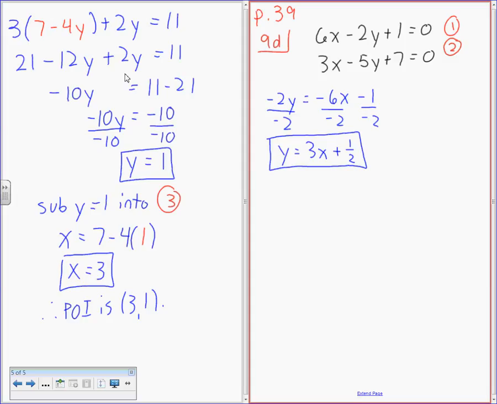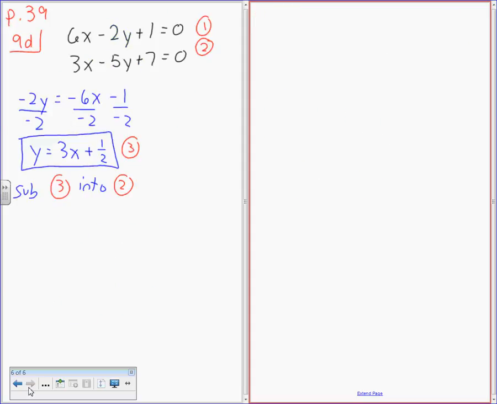Alright, Caleb, next step, what do I do please? Do you substitute that into the next one? Great, okay, so we're going to sub. And this is why this is called substitution, right? I went to the next board to give myself lots of room to work here. So we're going to go 3x minus 5 bracket, 3 over 2, sorry, 3x plus 1/2 plus 7 equals 0.